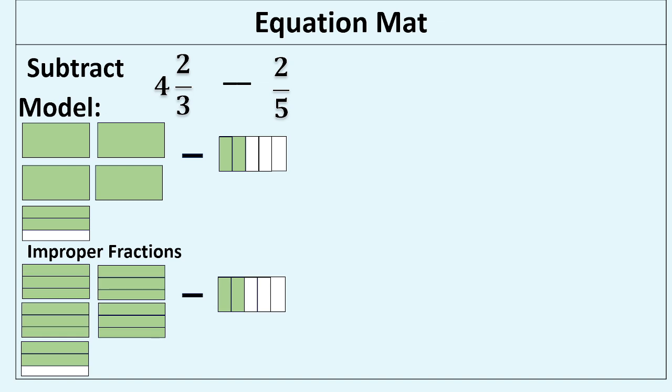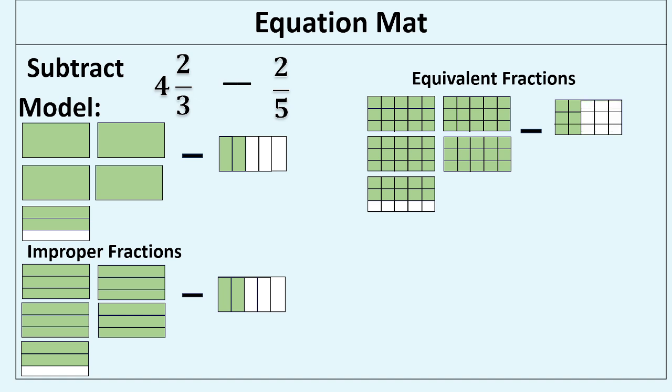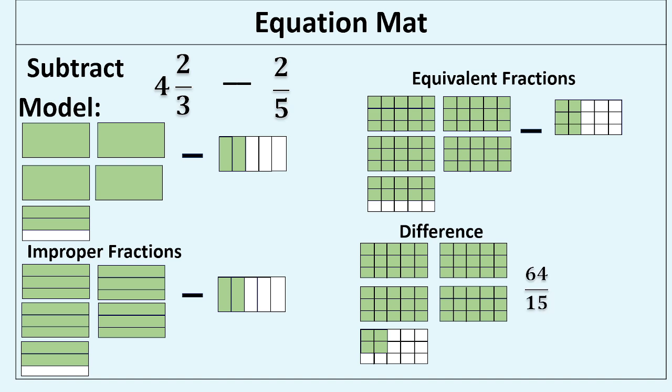So the improper fraction of 4 and 2/3 is 14/3 minus 2/5. Equivalent fractions, 70/15 minus 6/15. So the difference is 64/15, or we may write the mixed number 4 and 4/15.